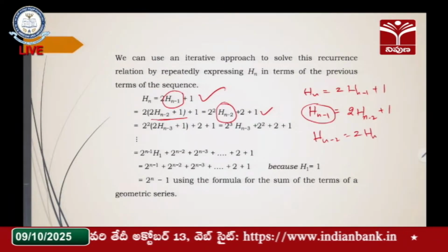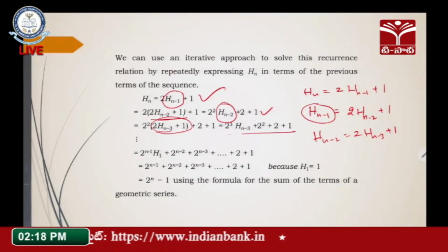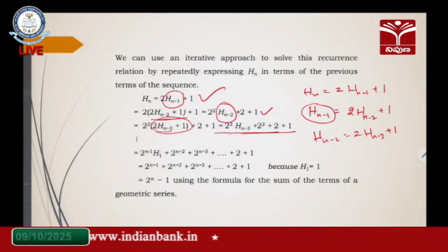This is 2Hn-3 plus 1. Again substitute here. Again I am getting this. If I keep substituting, that is called recurrence, recursively substituting my own recursive function, I will finally get this relation.